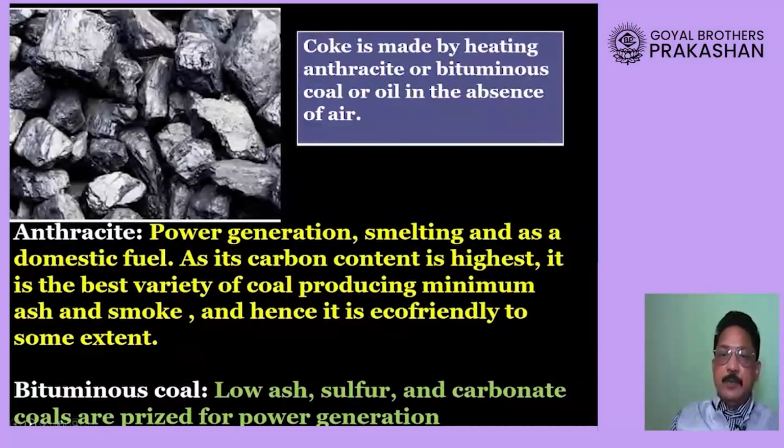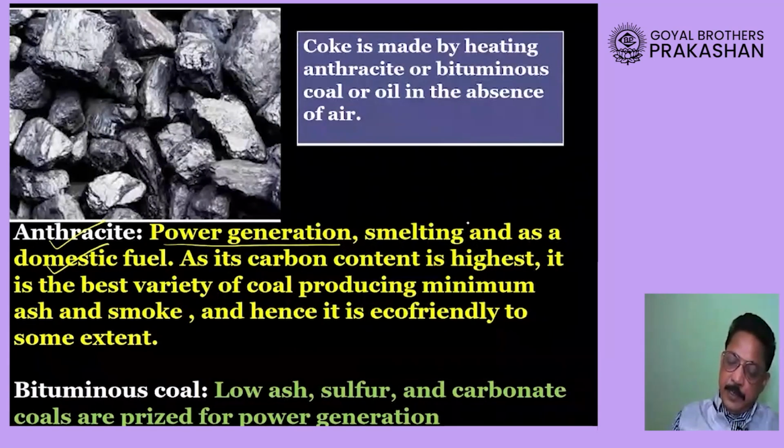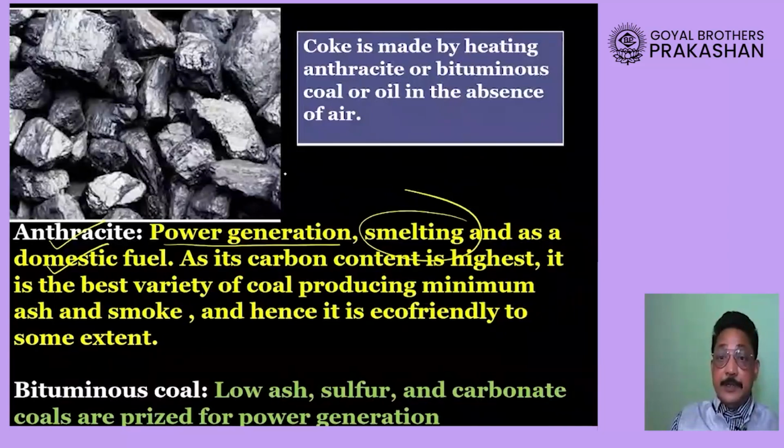We have studied, dear students, four types of coal. Among them, anthracite is the best coal. We use it for power generation, that means for producing electricity, also for producing energy, and as domestic fuel. And we have already studied what is smelting. If the question is asked why this anthracite is used on a large scale, the answer is because it consists of maximum carbon, and because of that it will produce a lot of energy and less smoke, because the impure part is less.